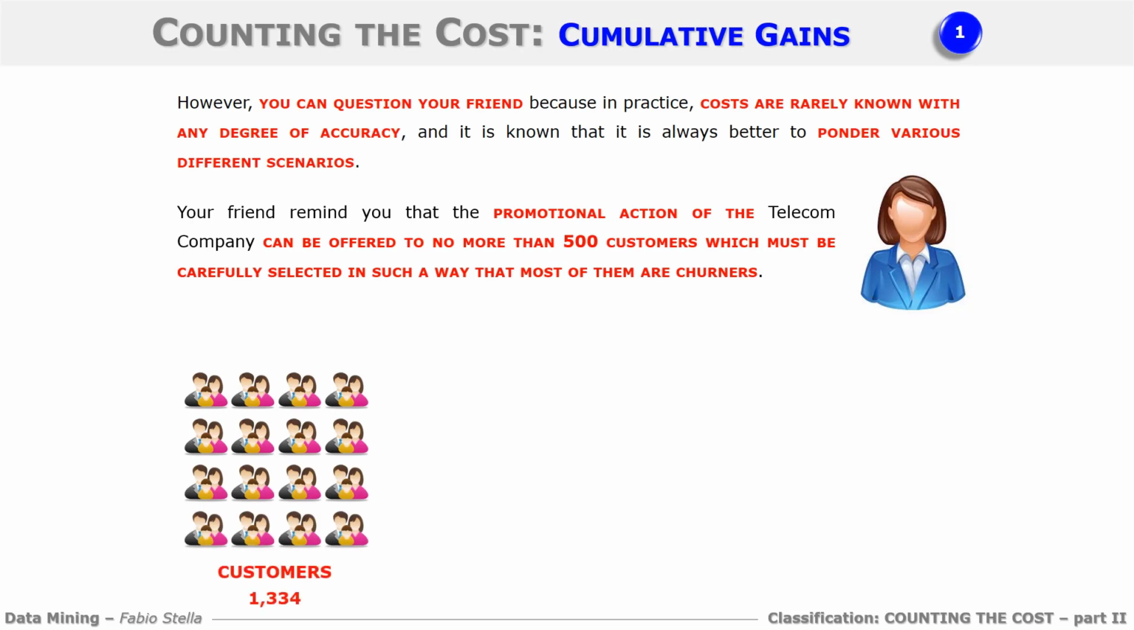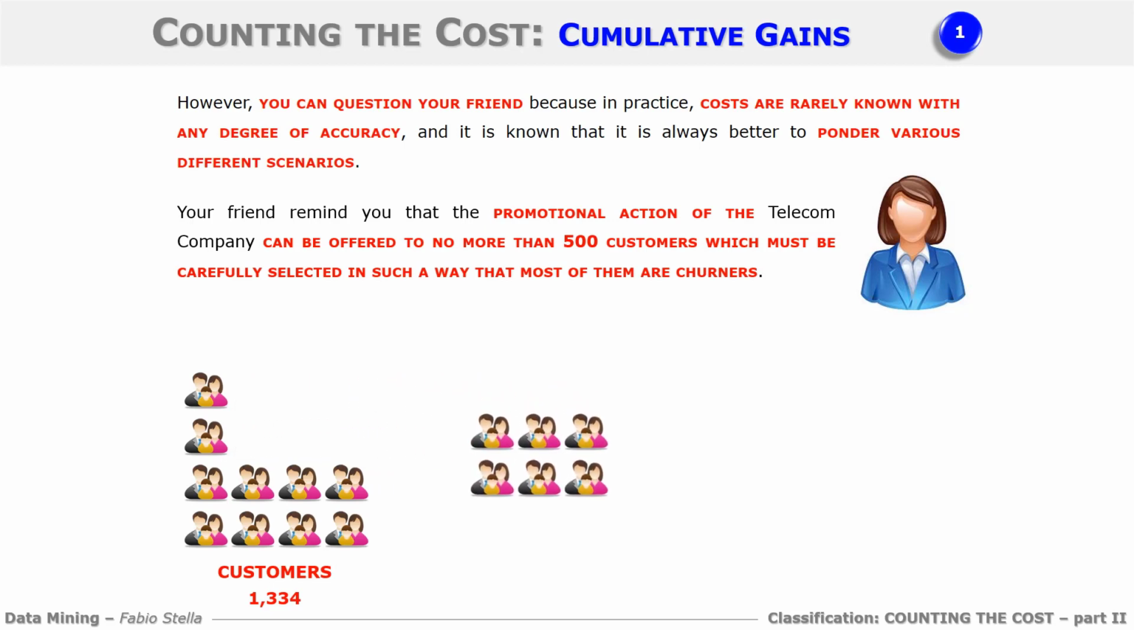Assume you have 1,334 customers and your problem is to select a subset of these customers, in particular a subset consisting of 500 customers, in such a way that the number of churners included in this subset is maximized.